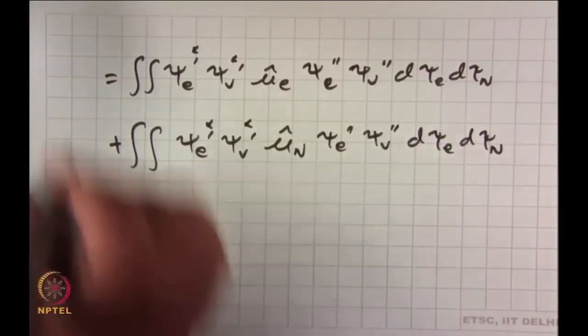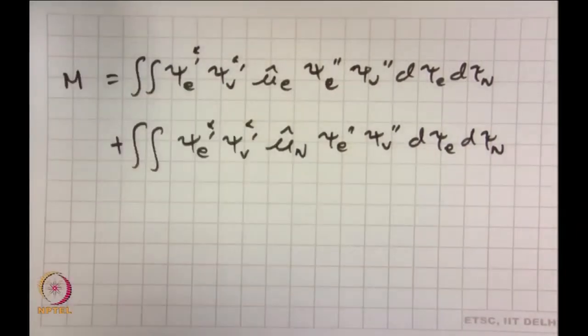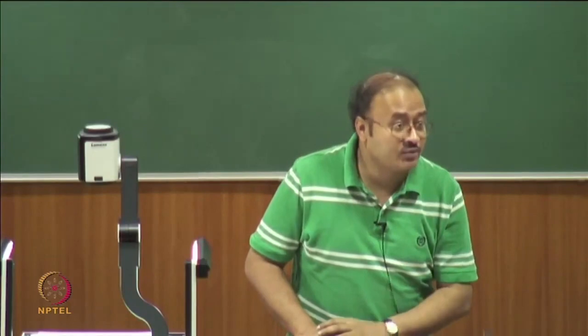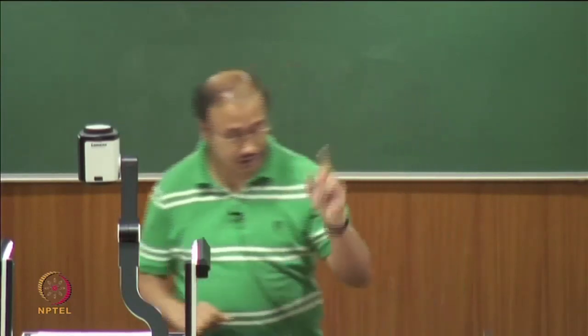So that means your transition moment is now a sum of two very generalized integrals, one which has mu e and the other one which has mu n. Now if it is mu e, which wave functions are going to be affected? See, it is electronic dipole moment, so which wave functions would be going to be affected? Psi electronic, good. If it is mu n, which wave functions are going to be affected? Psi vibration, which is psi n essentially, right? So you have to keep that in mind.